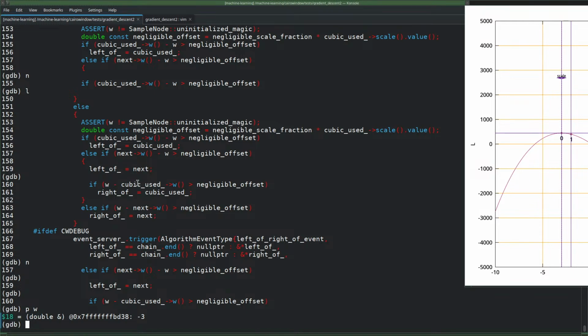Well, this is also 0. It's not larger. So right-off is not set. Otherwise, right-off would have been set to cubic used. That would only be the case if the 0 is on the left of this point. So less than. Yeah, if this is less than W.